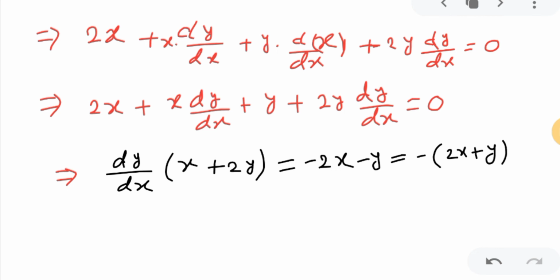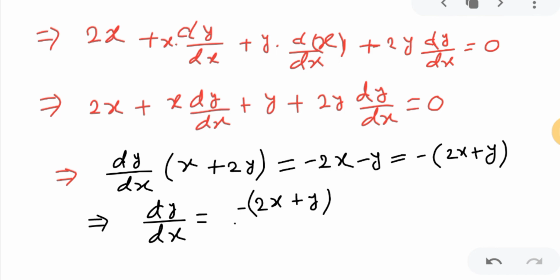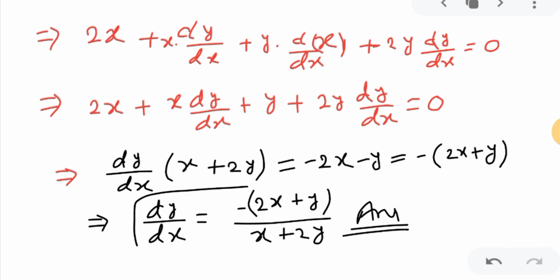Now since we have to find dy upon dx, this term is in multiplication, so I will send that to the right side, where it will go in division. So dy upon dx is equal to minus (2x plus y) divided by (x plus 2y). This will be our final answer. Dy upon dx we had to find, so this is our dy upon dx value, correct? I hope you understood, correct?